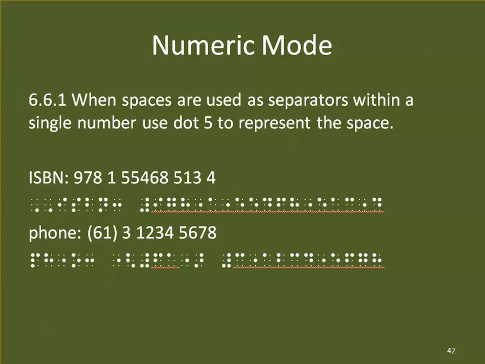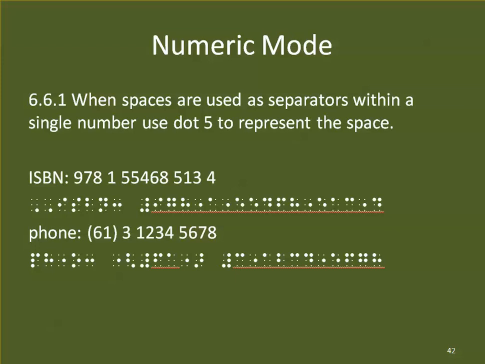Okay, as promised, we have a new thing called a numeric space indicator. When a number has different segments with spaces in between, we're going to represent that space with a dot 5 instead of using another numeric indicator. So we have, say, an ISBN number, which is often segmented with spaces in between, and it's all one number. So we're going to use dot 5 to represent those spaces.